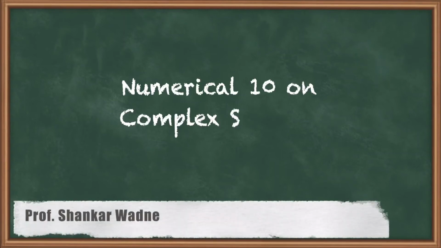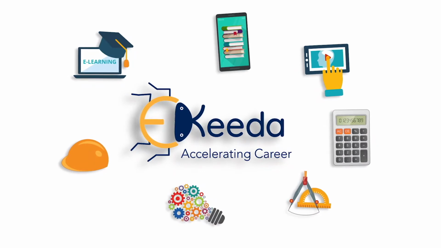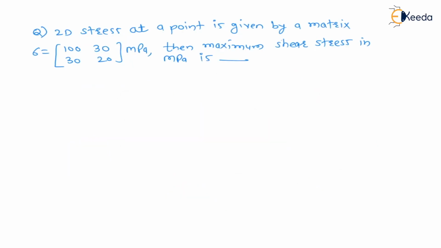Hello my dear students, in this lecture we will see one more numerical to find maximum shear stress. The question is: 2D stress at a point is given by the matrix sigma equal to 100, 30, 30, 20 MPa. Then the maximum shear stress in MPa is.